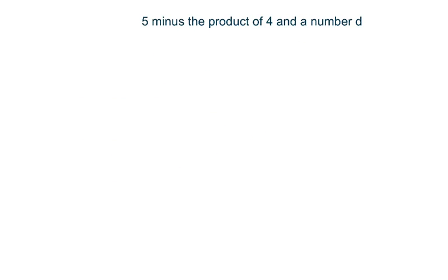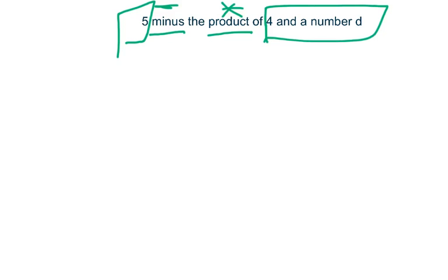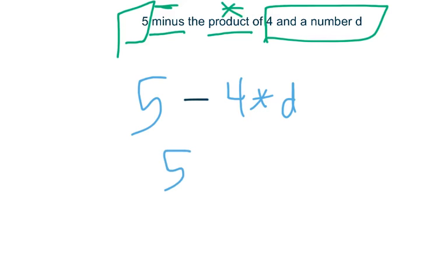Then, one last one. 5 minus the product of 4 and the number d. So a couple things. We have minus, and we have the word product. So minus, of course, means to subtract. Product means to multiply. We're going to subtract 5, and we're going to subtract the product of this. And so that gives us 5 minus product. So we're going to put a multiplication sign there. And it's going to be 4 times d. And so you could simplify it as 5 minus 4d. And that is your answer.